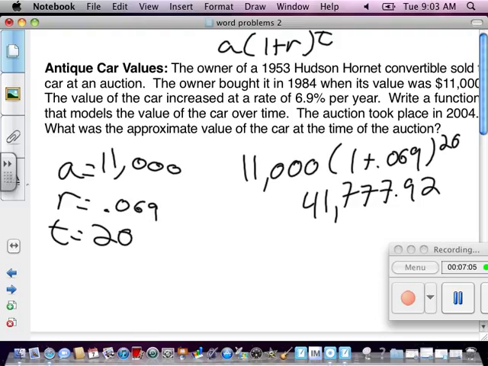Questions about this problem? You guys are all writing this down if you got it wrong? You're fixing it? Okay.